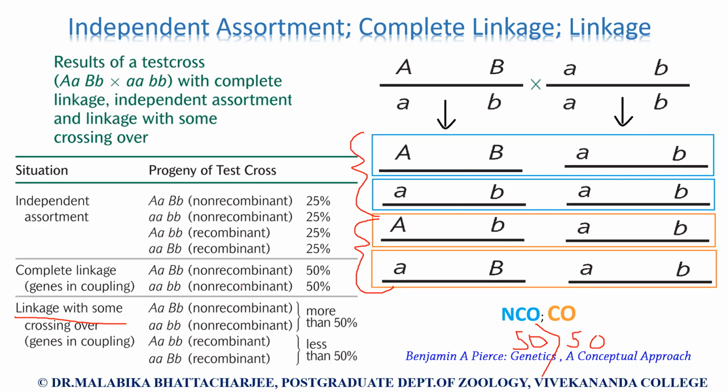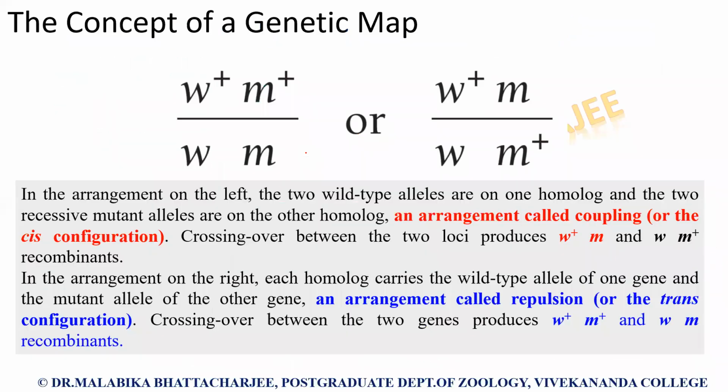If there is linkage with some amount of crossing over, we will get all the four genotypes, but the amount of the non-crossovers, that is the non-recombinants, will always be greater than the amount of the recombinants. So this is something we have to keep in mind when we think of independent assortment, complete linkage and incomplete linkage. Through the next slides, I'll walk you through much more detail regarding this.